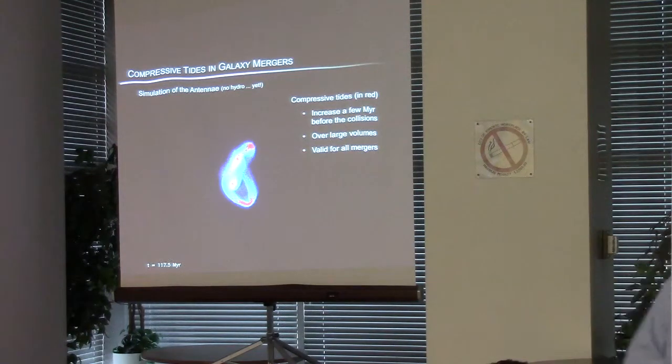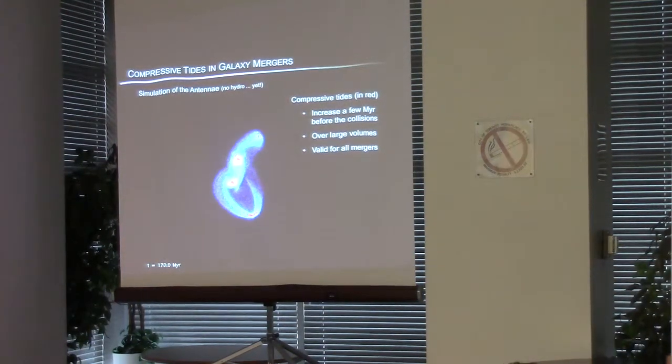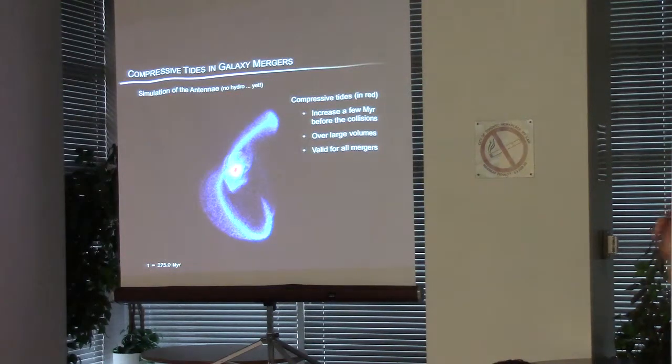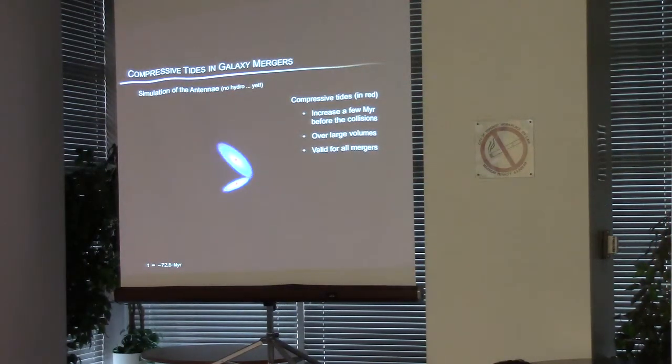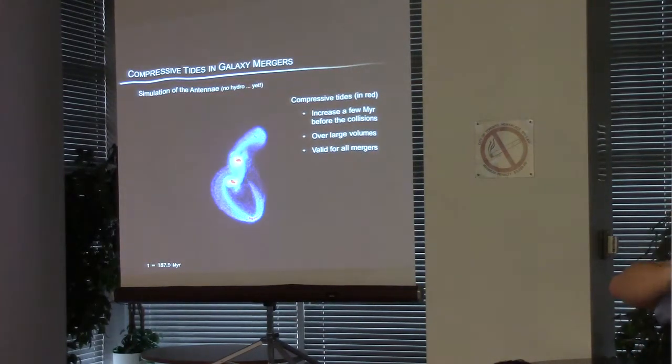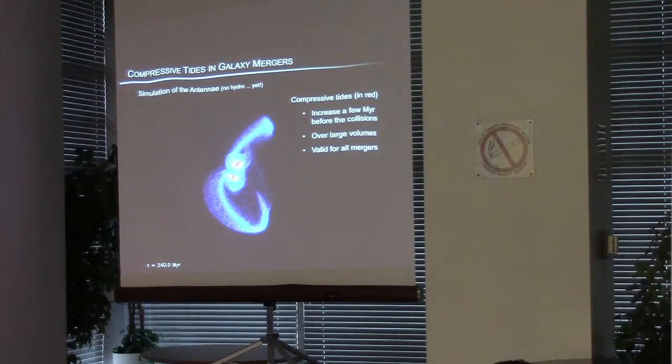What we do is to look at the slope of the acceleration in space, so the first derivative of the acceleration in space, which gives you the tidal tensor with 9 components. Then we diagonalize the tidal tensor, and you look for the sign of the 3 eigenvalues, and they are all negative in the compressive regime. Do you have a good physical picture of when you get a compressive tide?